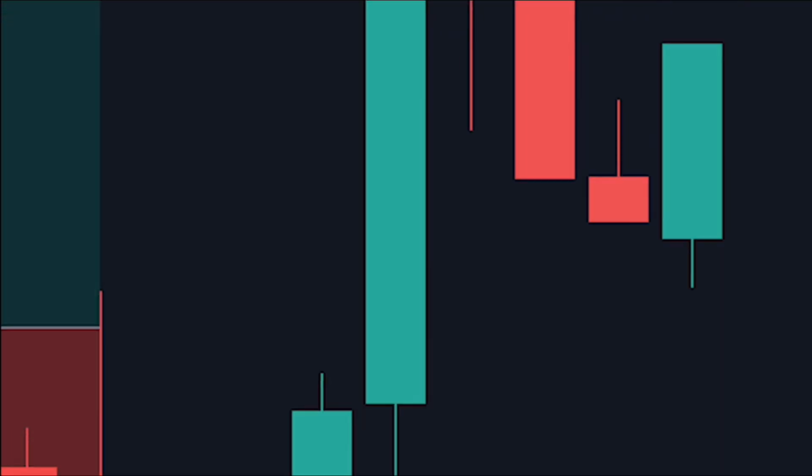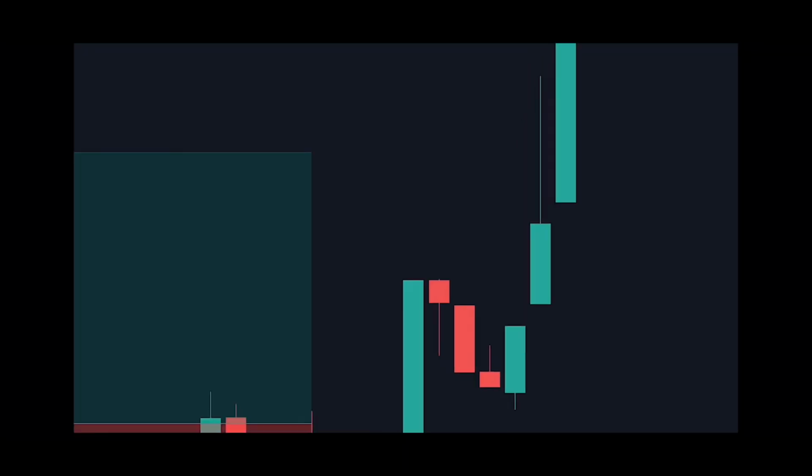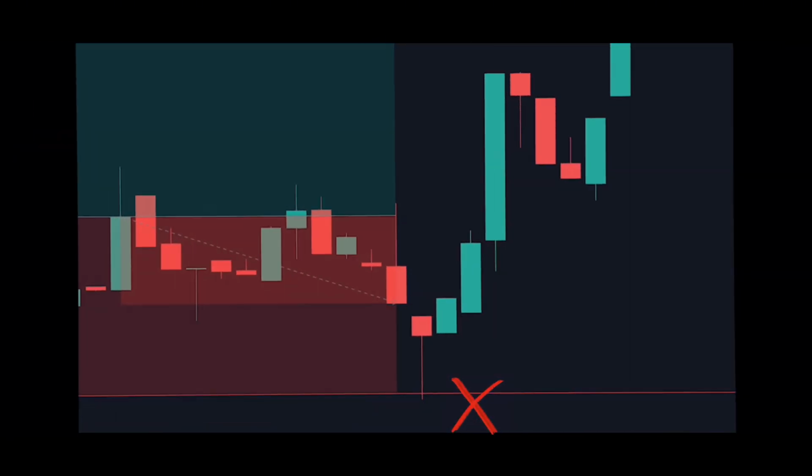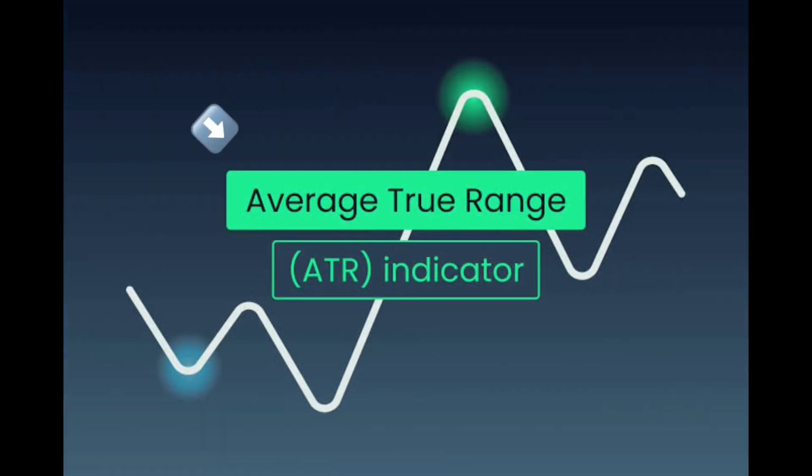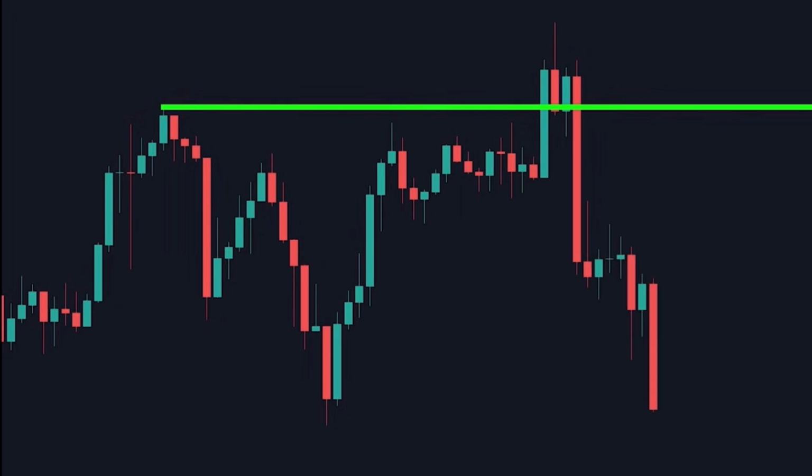Most traders lose money not because their trade idea was wrong, but because they set their stop loss in the worst possible place. If you've ever gotten wicked out of a trade only to watch it run in your direction right after, this video is for you. Today I'm going to show you guys how to use the ATR, average true range, to set smarter stop losses based on logic, not emotion. So let's get straight to it.